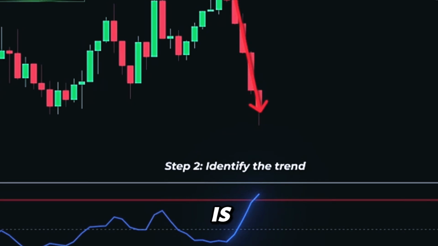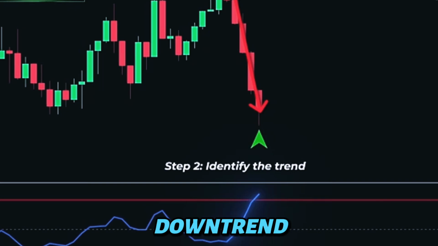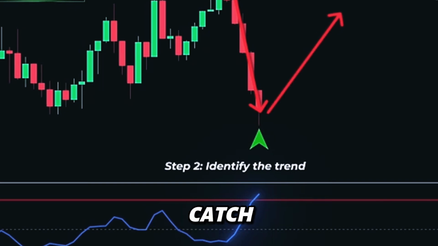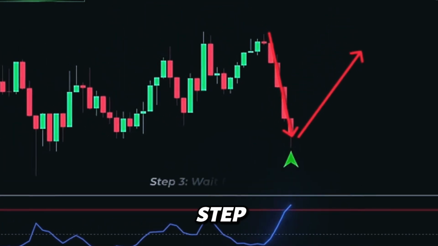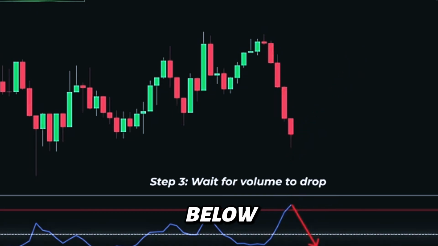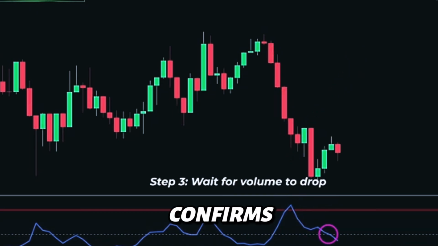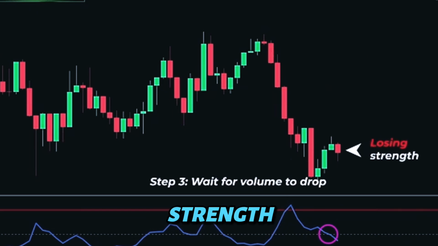So our objective is to try to time the end of this downtrend so we can open a buy position and catch the reversal. This brings us to step 3. Wait for the volume to drop below the middle line. This confirms to us that the downtrend is losing strength and that a reversal is likely coming soon.